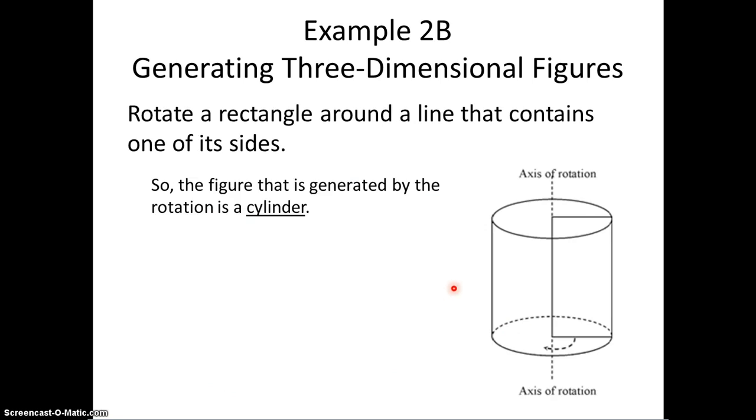Once you've done that, you'll notice that the figure that is generated by the rotation is a cylinder. Here's the original rectangle that we started with here. Okay, and if it rotates in this direction here, along this axis, here's the axis of rotation, it'll end up sweeping out a three-dimensional cylinder.